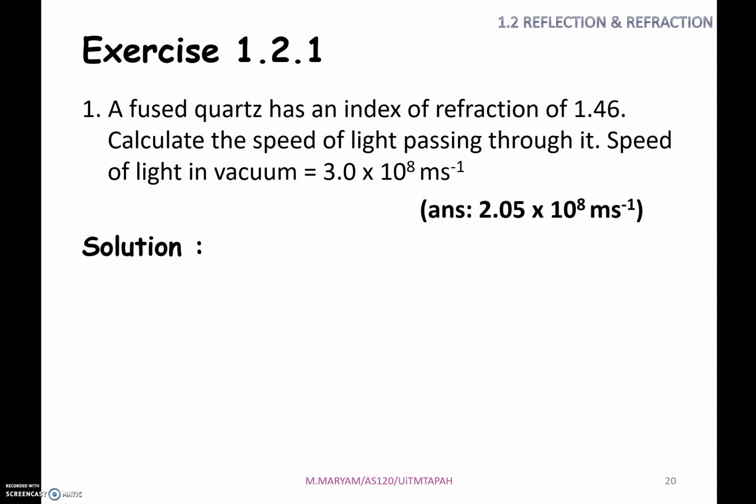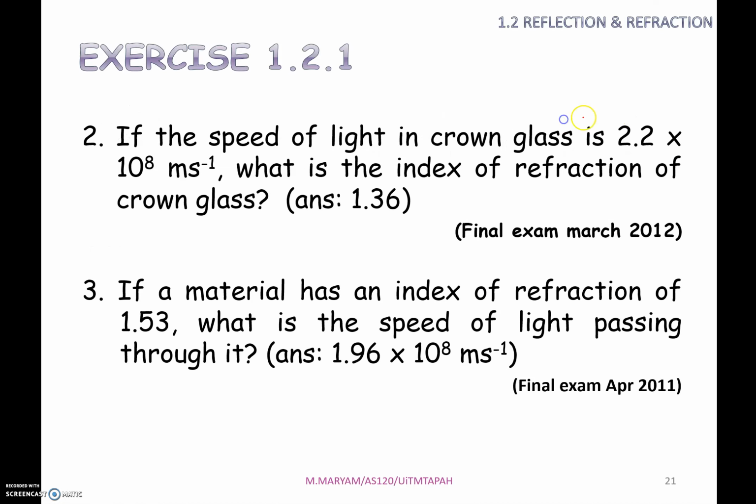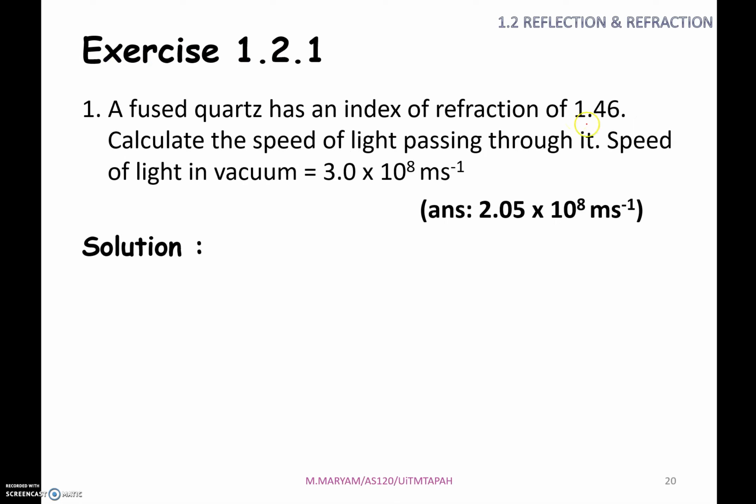Let's do an example here. A fused quartz has an index of refraction of 1.46. Now, calculate the speed of light passing through it. Speed of light in vacuum is 3 times 10 to the power of 8. So let's take out all the values here. Index of refraction is already given, which is 1.46. And the speed of light is what you need to find. Passing through it, meaning passing through the medium, so you have to find the v.